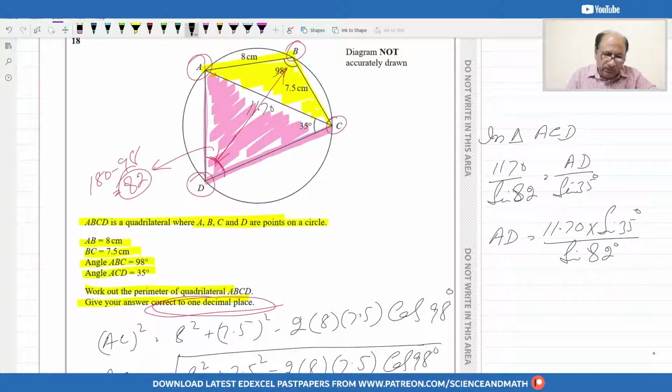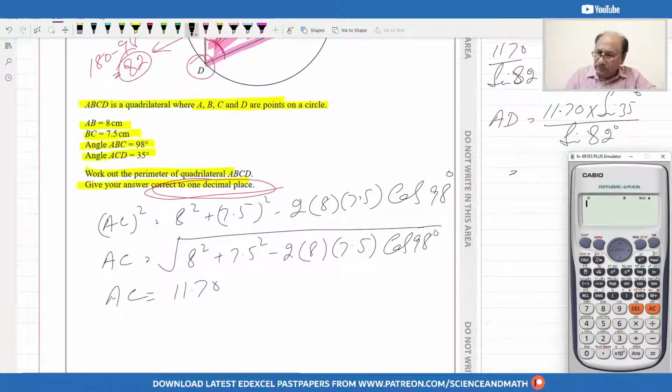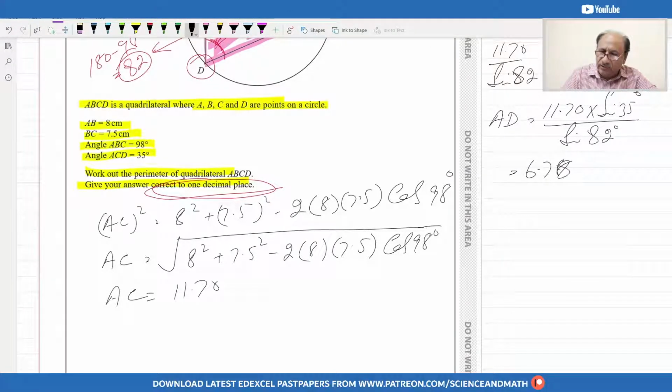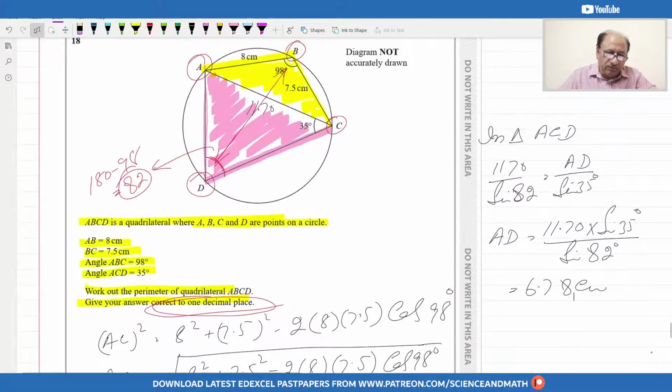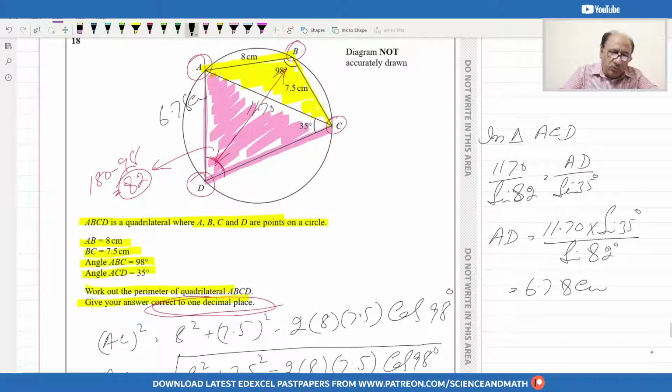This will give us the value for AD: 11.70 multiplied by sine of 35 degrees divided by sine of 82 degrees, which is equal to 6.778. So 6.78 will be this value AD. We found AD is 6.78 centimeters.